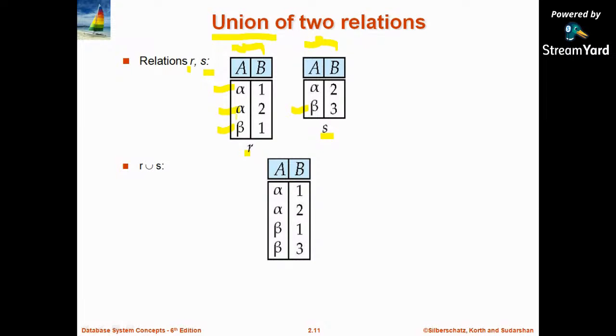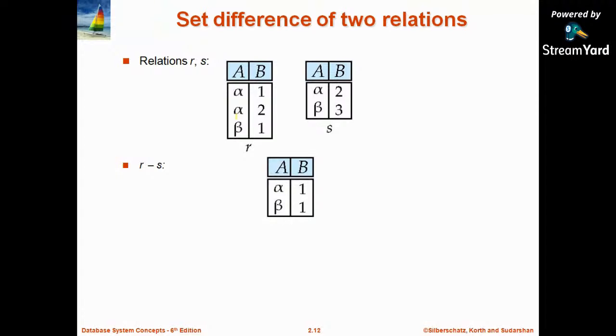The next binary operation is set difference. The set difference says that the row is present in A but not in B. That is set difference. This is again a binary operation, and for every binary operation the condition is that both relations should have the same attributes.